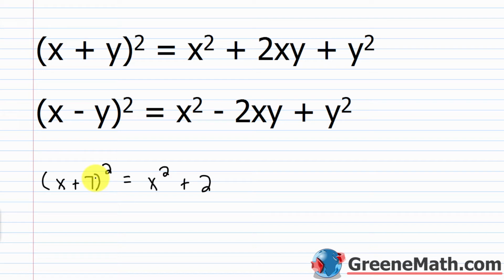2 times 7 would be 14, so this would be 14x. And then plus the final term, or the last term, squared. 7 squared is 49. So without doing FOIL, I'm able to very quickly produce the result for the quantity x plus 7 squared. And if you don't believe that works, let's expand this, and I'll show you that I got the correct answer.